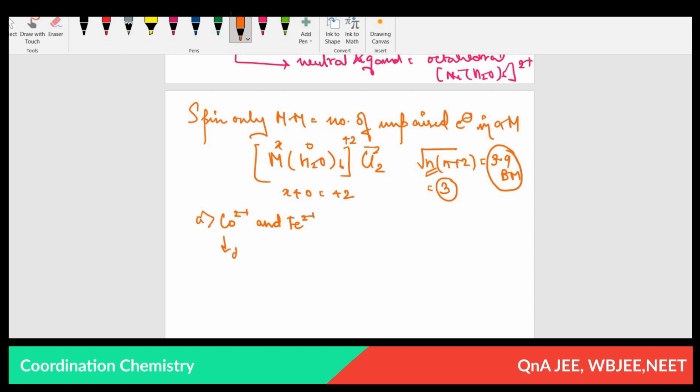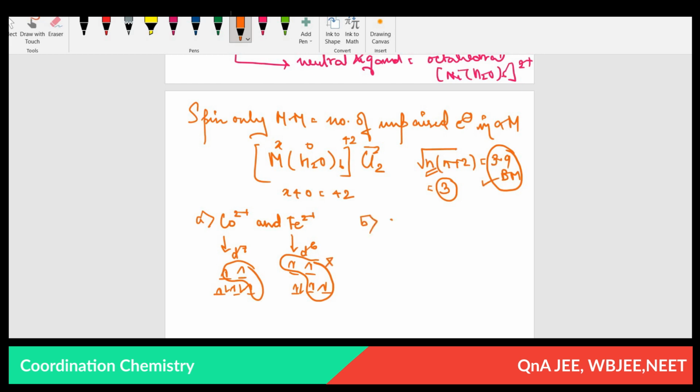Co2 plus means a d7 system and this is a d6 system. Now water is a weak field ligand. So let's just start filling up the eg and t2g sets. This would be 1, 2, 3, 4, 5, 6, 7. So you have 3 unpaired electrons. Absolutely. 1, 2, 3, 4, 5, 6. In this case, you have 4 unpaired electrons, which does not match our given data. So this option won't be there.